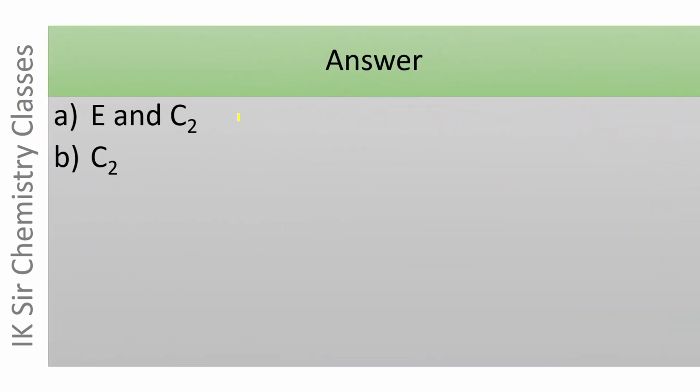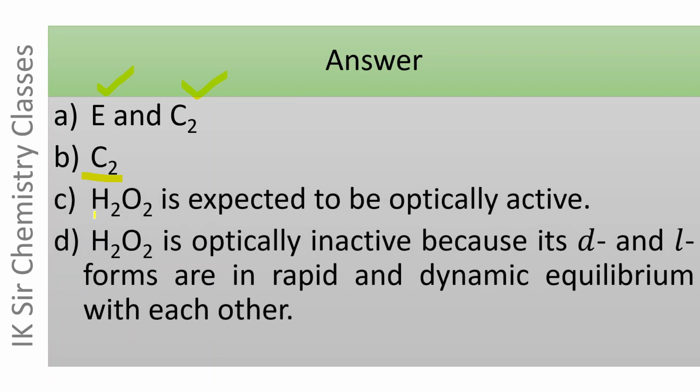Here is the answer. H2O2 molecule having open book structure has two elements of symmetry, identity and C2 only. Its point group is C2. It does not contain sigma, i or Sn, and H2O2 is expected to be optically active. But it is not true. H2O2 is optically inactive because its D and L forms are in rapid and dynamic equilibrium with each other, just like ethylmethylamine.